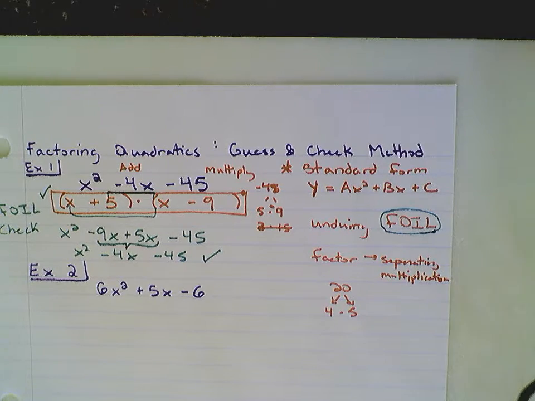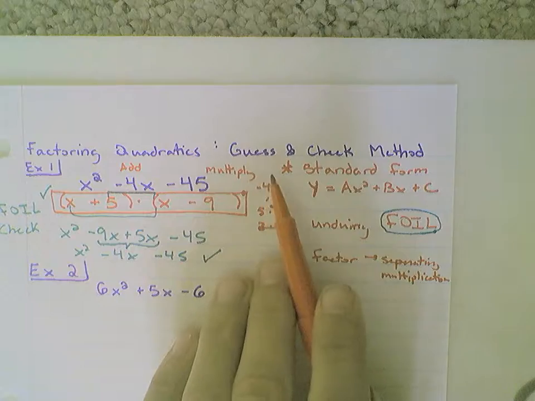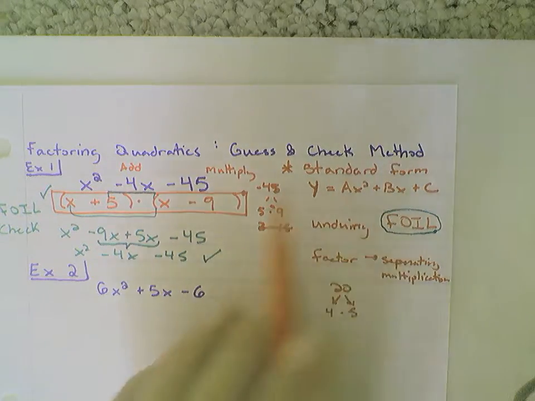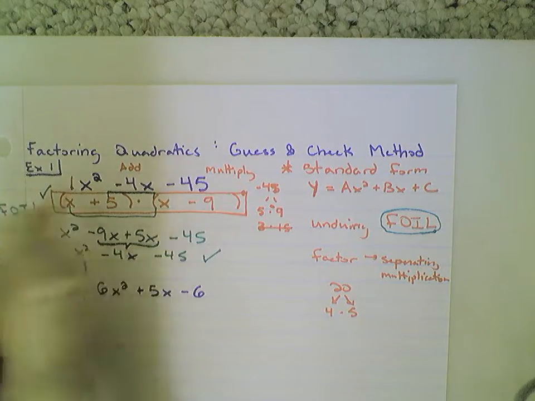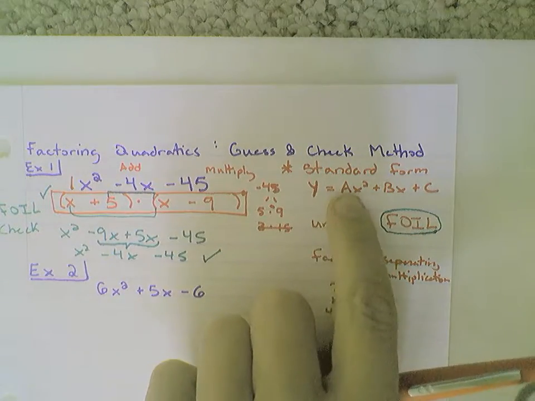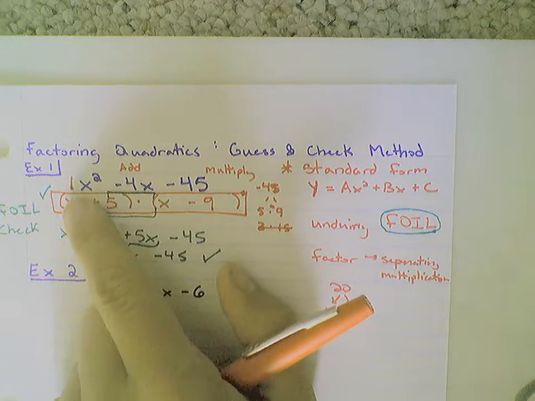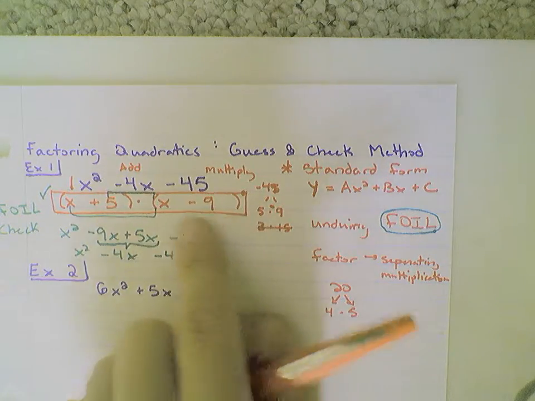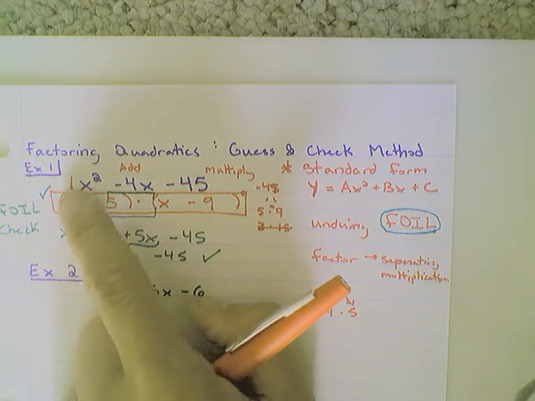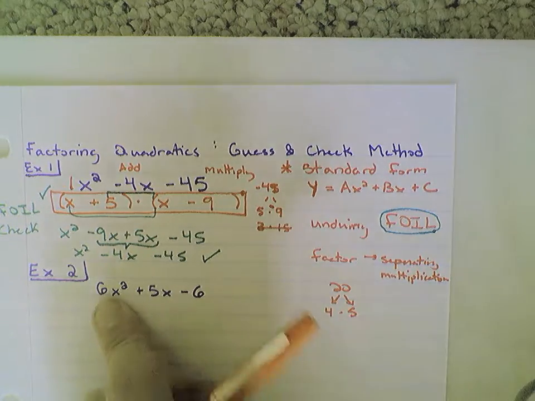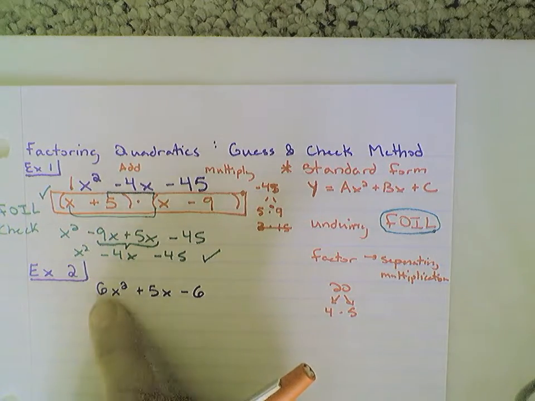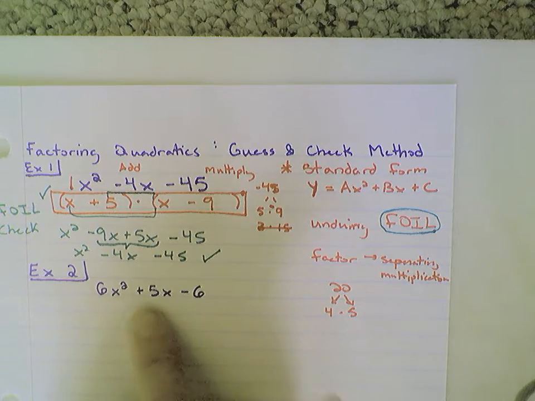Alright, here I'm going to look at a second example of factoring quadratics using the guess and check method. In my first example, I had a value in standard form. Remember, my a was 1. Usually the guess and check method works really slick whenever you have an a of 1. But you'll notice in this second example I'm about to do, my a is no longer 1, it's 6 instead. This can make the guess and check method a little bit trickier.